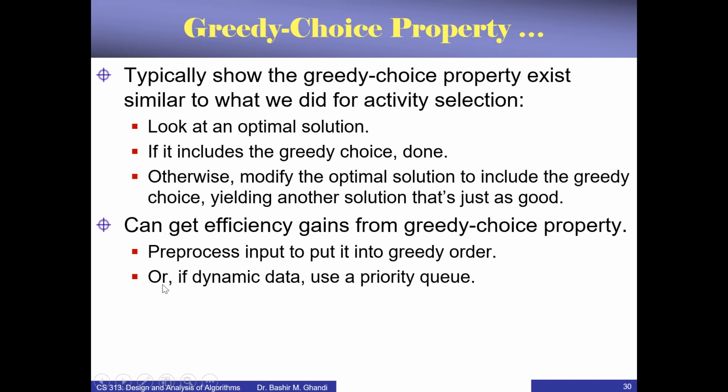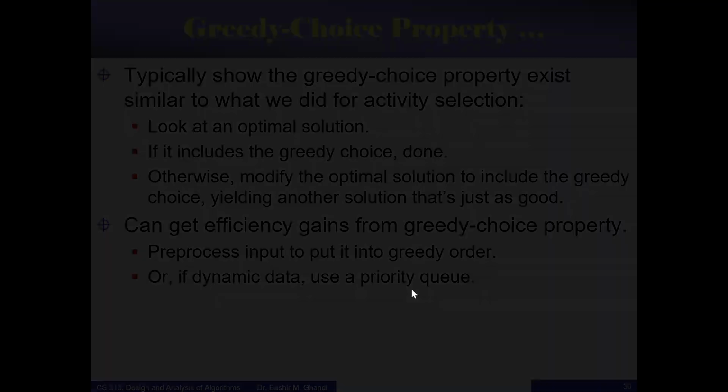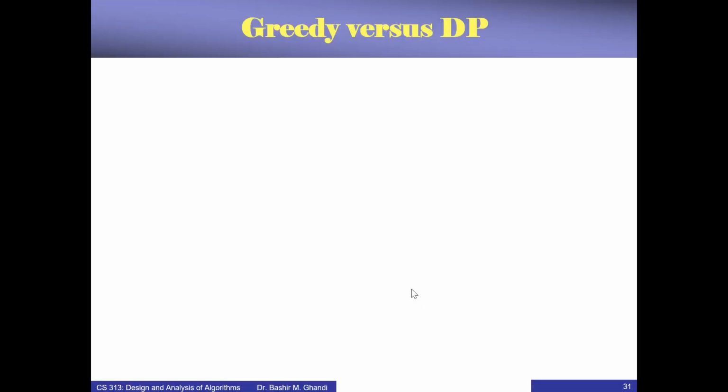Or, if the data is dynamic, so we cannot pre-process because the data is going to be dynamic, then as I said earlier, just use a priority queue. So you will be putting your data in a priority queue, and then you will pick the next activity. You will be making your next greedy choice by choosing the next priority element, basically. So that is basically the idea of a greedy algorithm.